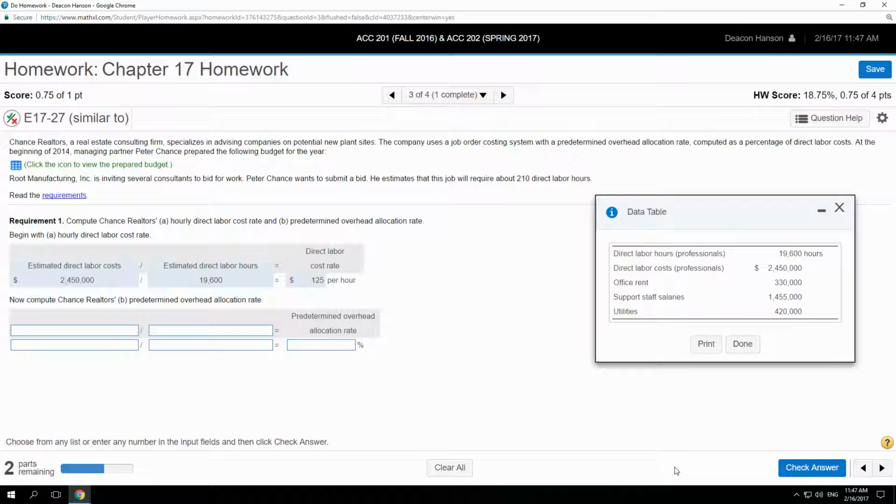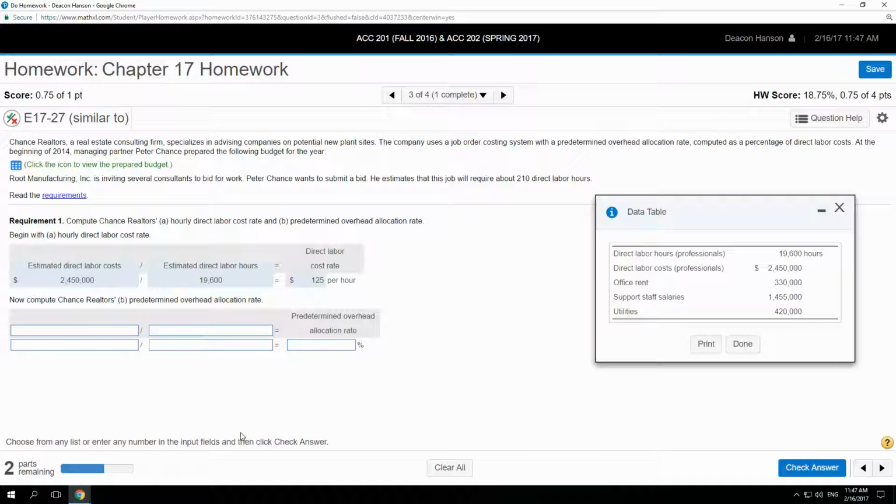Okay. You know what throws the curveball into the problem is it's a problem that's focused on coming up with this predetermined overhead rate and using it. But you want to be careful, because they give you this preliminary step here of figuring out the direct labor cost rate. So if you don't read carefully and you skip ahead and you start computing the overhead rate before you do this, then it's going to mark you wrong on that first step. So now we can do the overhead rate.